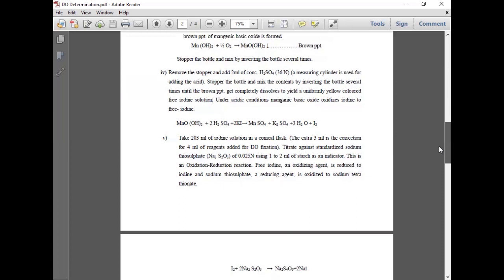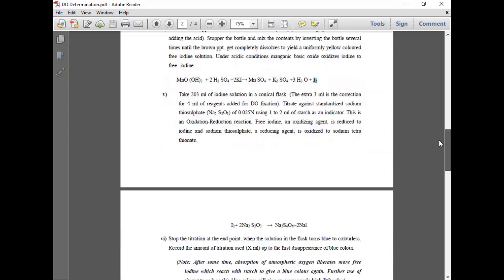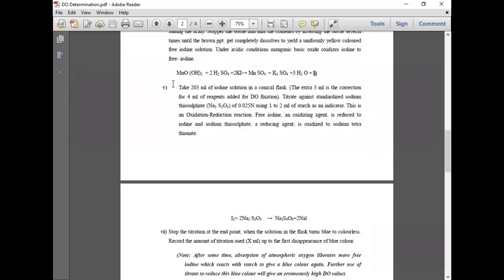So if you remember the principle, in the principle we have seen that after we add the iodide azide bottle and give acidic conditions, free iodine is liberated. So here also the iodine is liberated. The reaction that takes place is here, and you can see this I2, that is nothing but the free iodine.